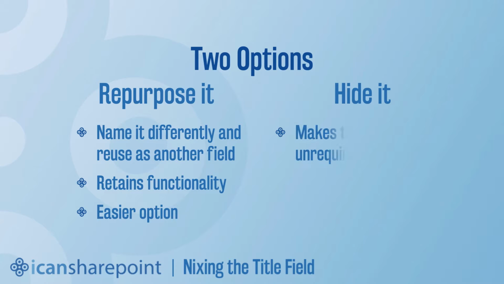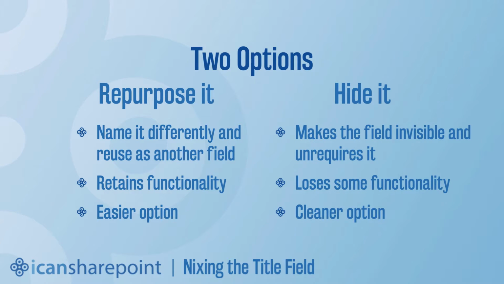Or you can hide it. And hiding it basically means that you are making it invisible and unrequiring it. Made up that word there, but it still works in this situation. It does lose some of that functionality that I mentioned before. You no longer have that clickable title link and you lose the triple dot ellipsis. Of course, you can still always go straight to the ribbon and do an edit item or a view item. Any of those buttons are still available through there. This is also kind of the cleaner option because it really does remove it from everybody's viewpoint.